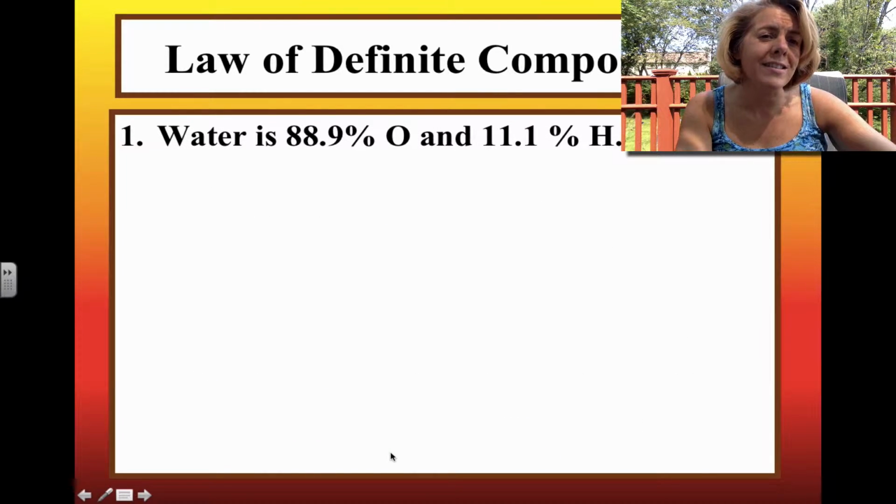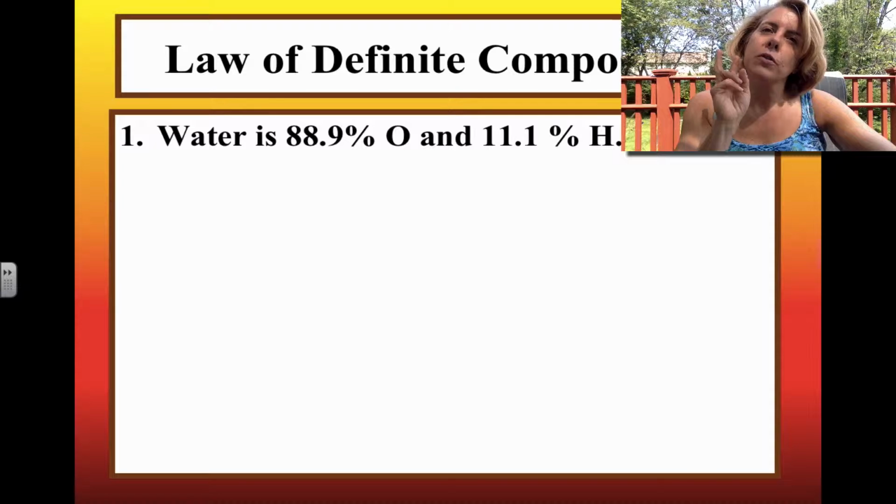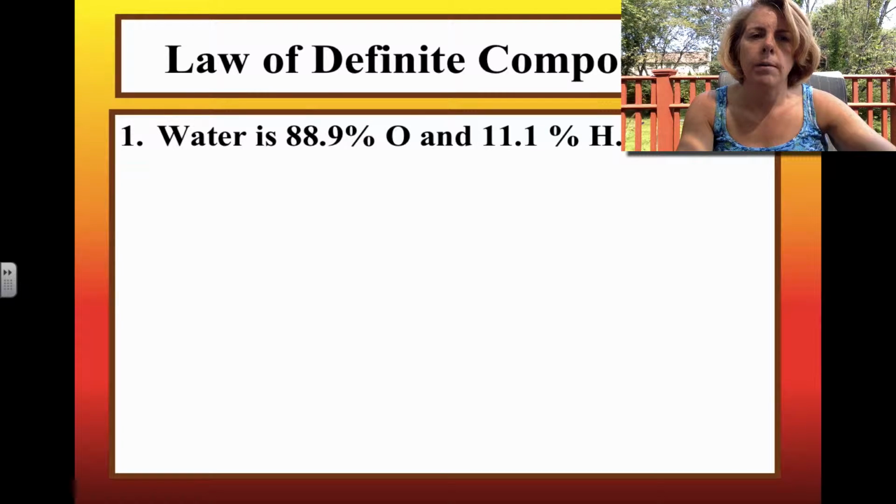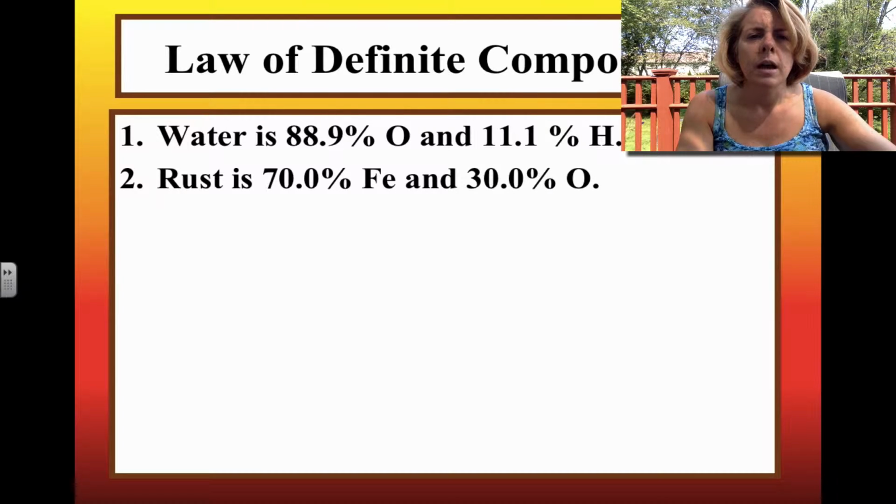Okay, so water is 88.9% by mass oxygen and 11.1% hydrogen. Now, even though there's 2 hydrogens, those 2 hydrogens are very small in mass. Oxygen actually has a greater mass than hydrogen. Okay, here we have rust, and rust contains 70% iron and 30% oxygen.